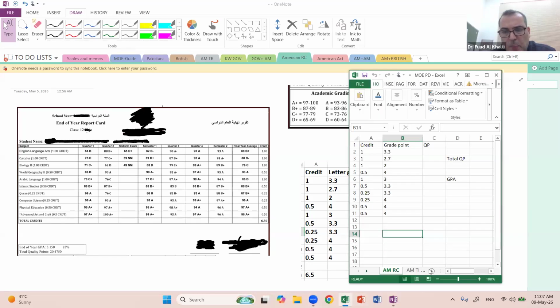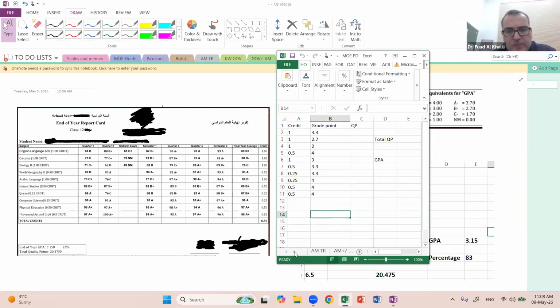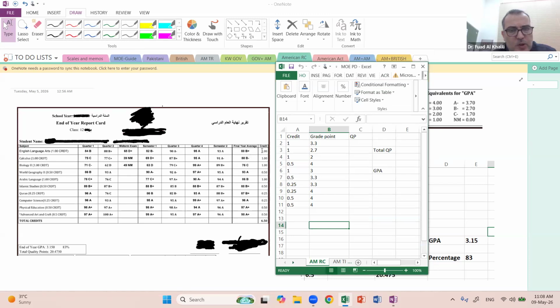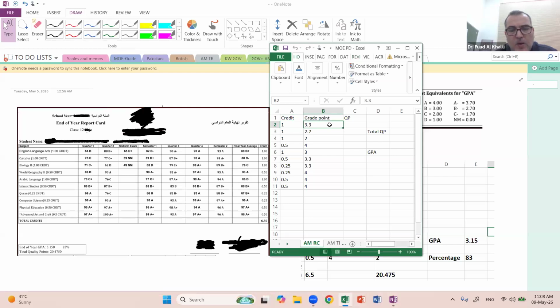So for example, here I opened my calculator. If you notice, we have something called the credit for this course, the English language, it's 1 credit. Then he has a B minus here. So what is a B minus in this report card? It's 3.3. So we put the equivalency 3.3. I assume you see the calculator here.